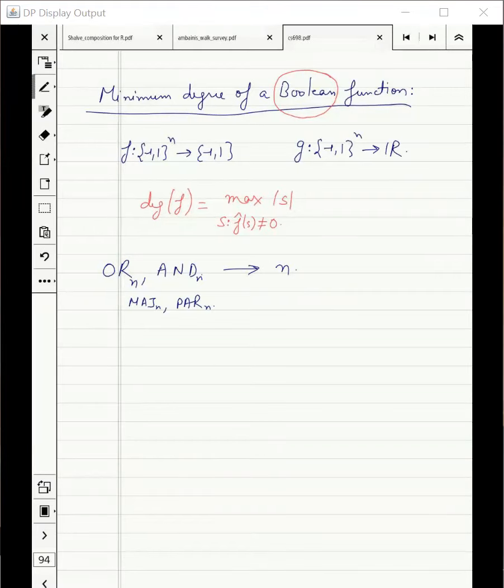What does it mean that a function has degree n in terms of Fourier coefficients? There exists a Fourier coefficient f hat of S which is not equal to 0, and the size of S is n. How many such S's are there? Just one. Then I am asking whether this is 0 or not. This is the entire subset, 1, 2 up to n. And what is this Fourier coefficient?